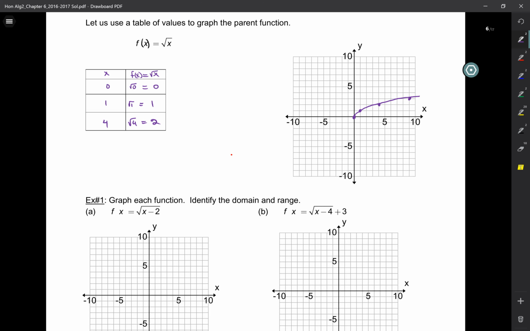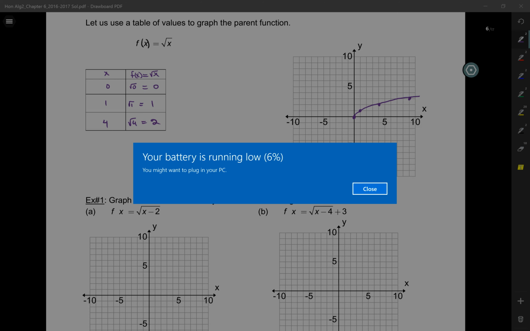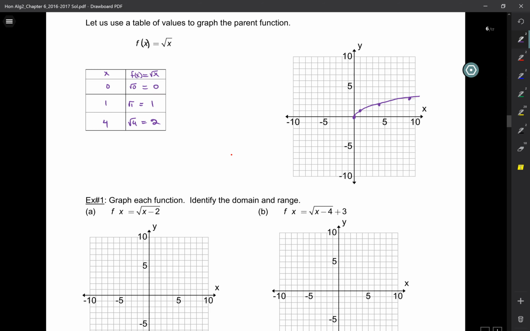So you have to be mindful of the fact that your domain is limited, right? Because you can only have a graph over the x's which will not give you a negative in the square root. So you're fine as long as the x value does not give you a negative in the square root.